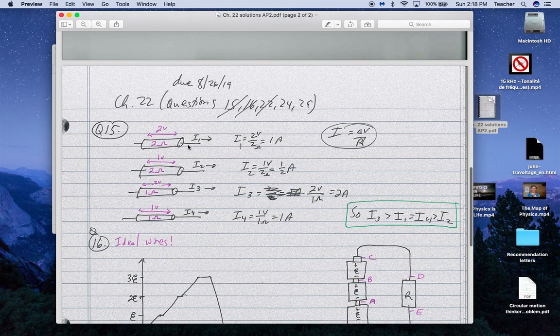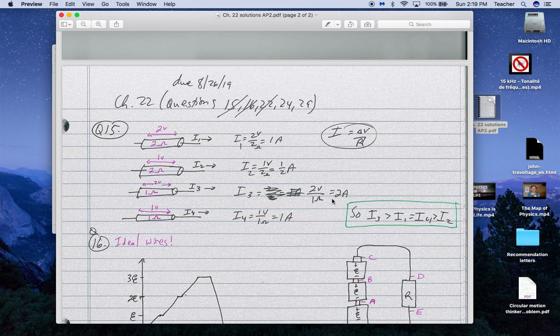Question 15 is asking you to rank the currents through these wires. All we have to do here is use Ohm's law. I is equal to the change in voltage divided by R, or change in potential divided by resistance. We're given the resistances. We're given the delta V, or change in voltage. All I've got to do is solve for that. Ends up that wire 3 has the most current.